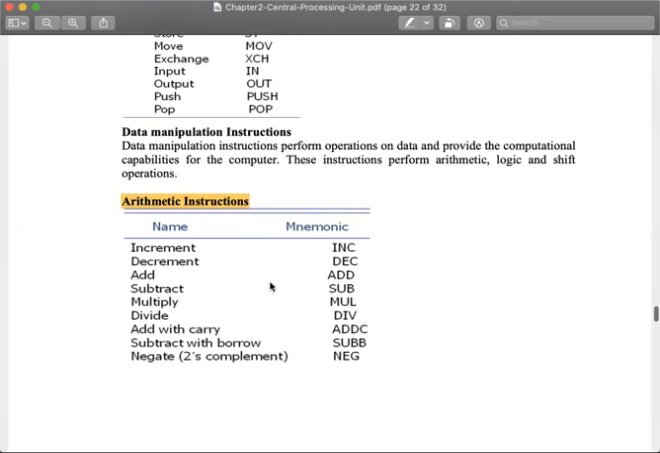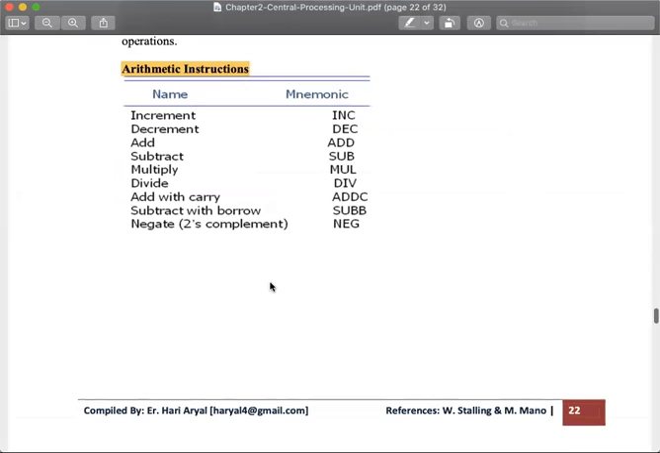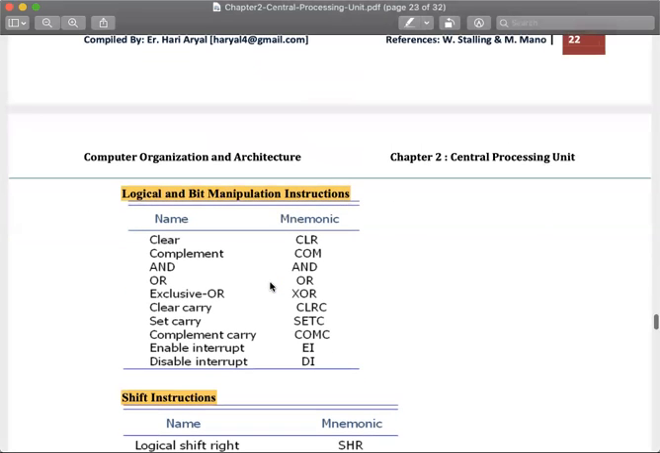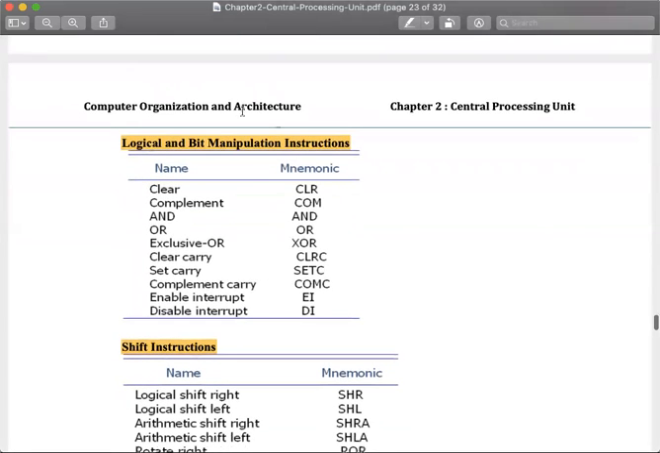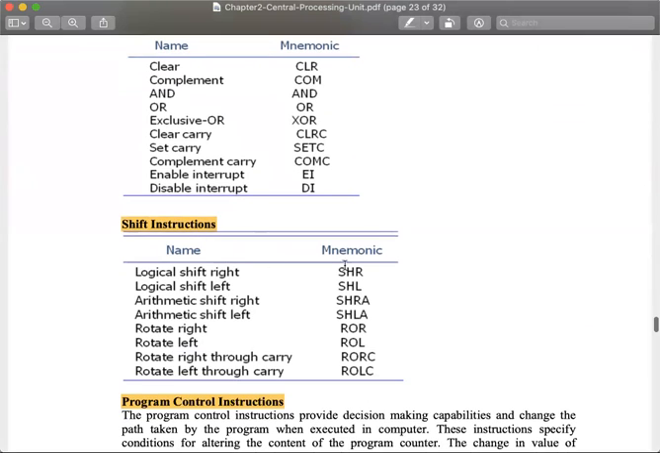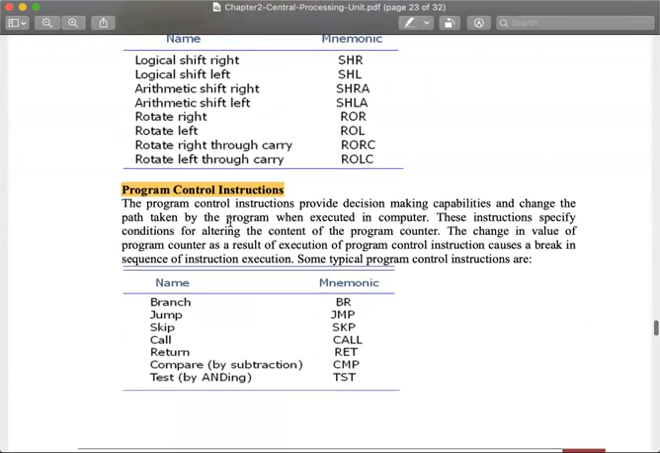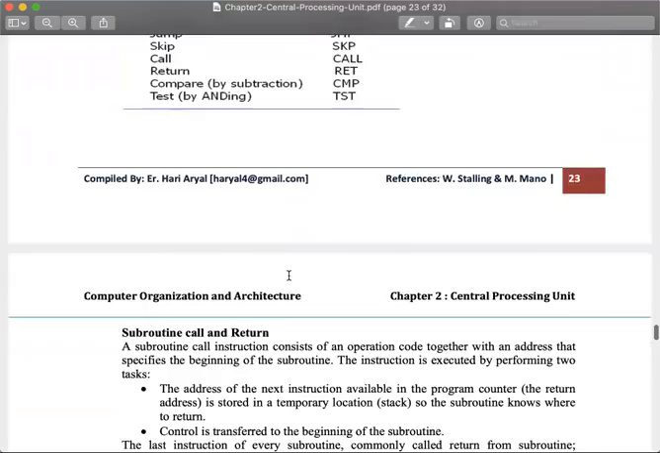Just focus on how instructions are given in assembly language. In future, in some subject, assembly language comes up, especially in labs where assembly code is often written. For logical instructions there are and, or, exclusive or. There are also shift instructions. There are control instructions like branch, jump, call, return. So how the instructions are given there may also come in your exam.